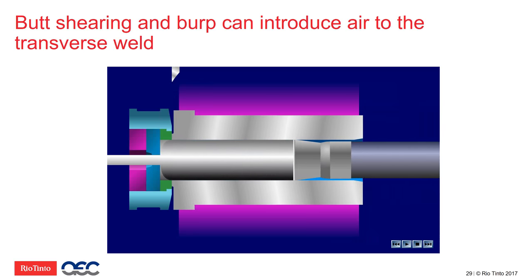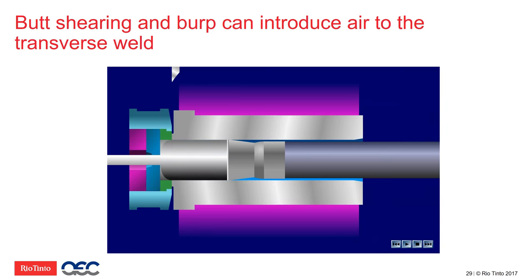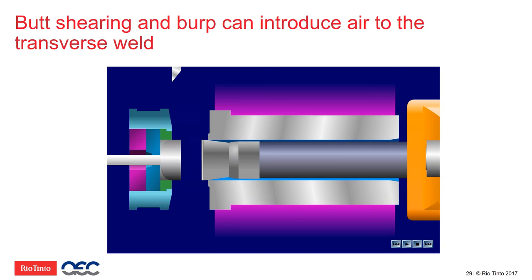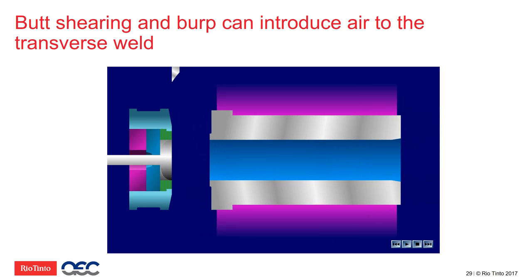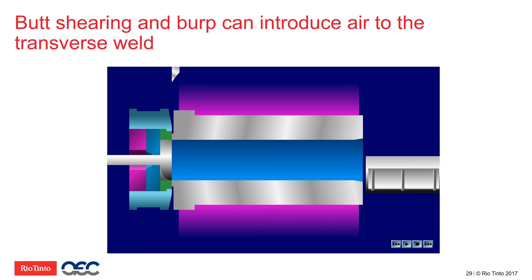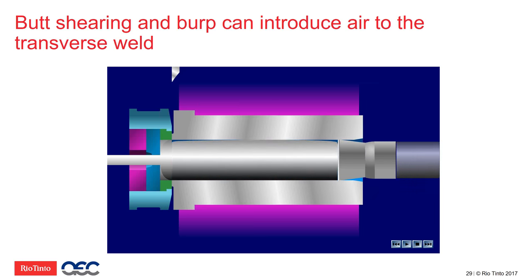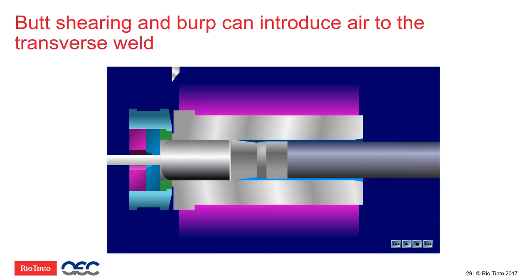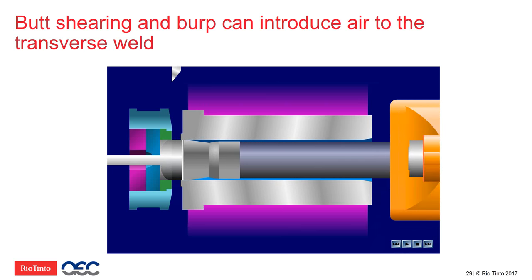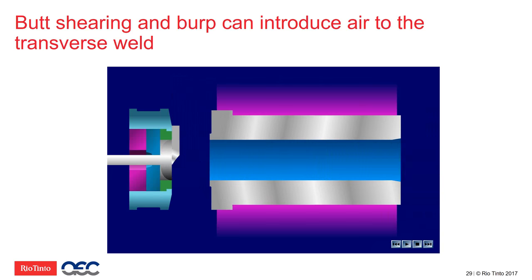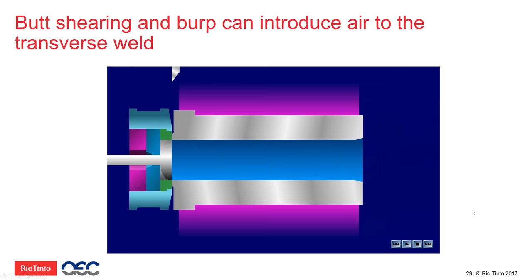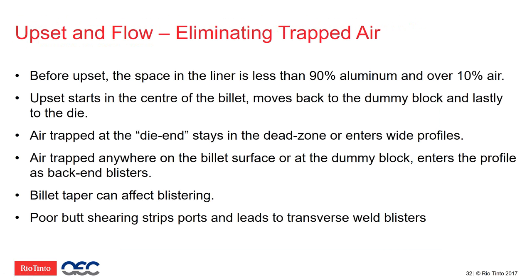It can also happen, sometimes during the burp cycle, that the new billet and the die stick together, causing a plugging out. Plugging out is when some metal inside the die actually pulls away during that process. That will create a little bit of void in the die, and consequently you could have air entrapment that goes into the extrusion. So this is the case of air entrapment at the transverse weld interface. We can keep that in mind when I start talking about transverse weld.